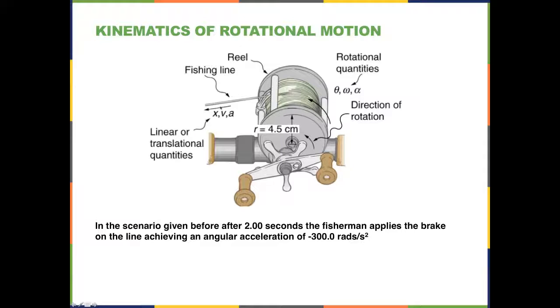Now we have the same situation. You have the same reel. The line is now going out, and after 2 seconds he applies the brake and achieves an angular acceleration of minus 300 radians per second squared. So he wants to stop the fish from winding out. How long does it take the line to stop?